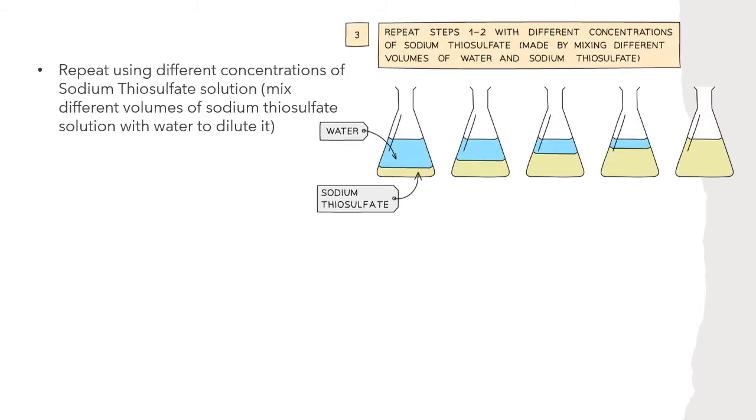Okay. So we will repeat using different concentration of sodium thiosulfate solution. Mix a different volume of sodium thiosulfate solution with water to dilute it. Maksudnya ini amount of sodium thiosulfate, ini amount of water. So kat sini dia punya concentration of sodium thiosulfate is the lowest one ya, paling cair di sini. Ni paling pekat lah.